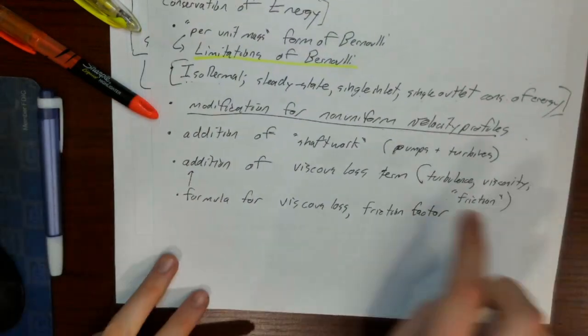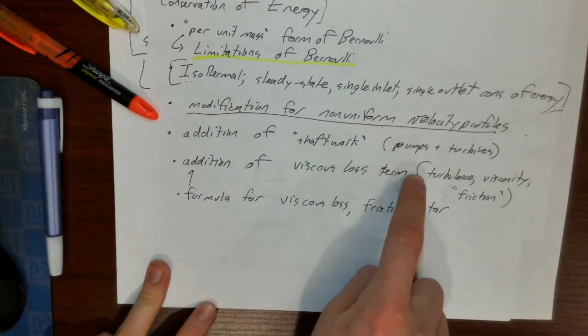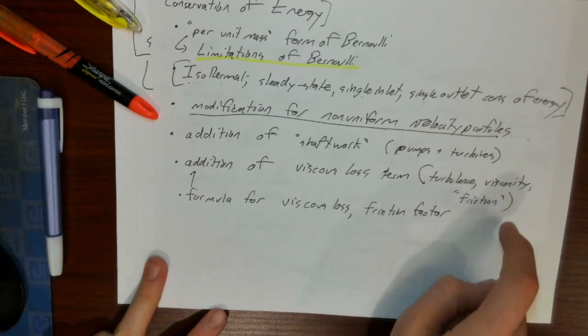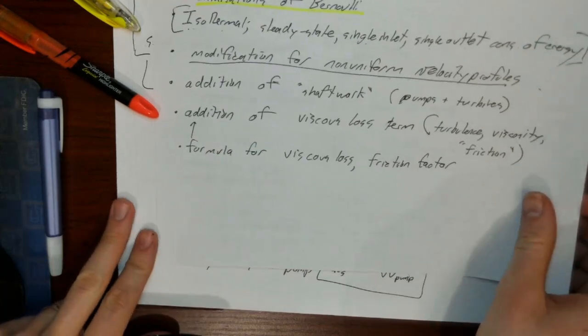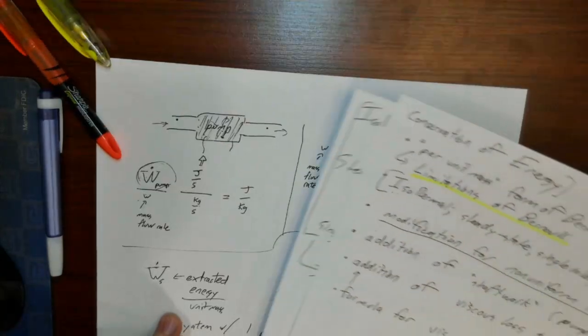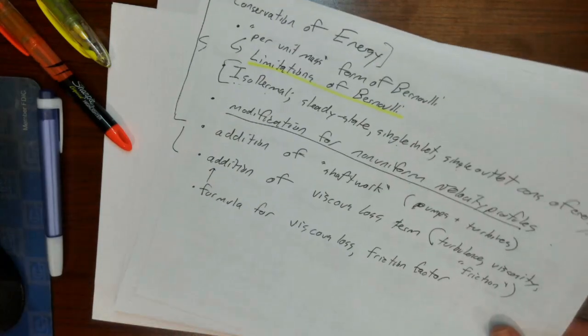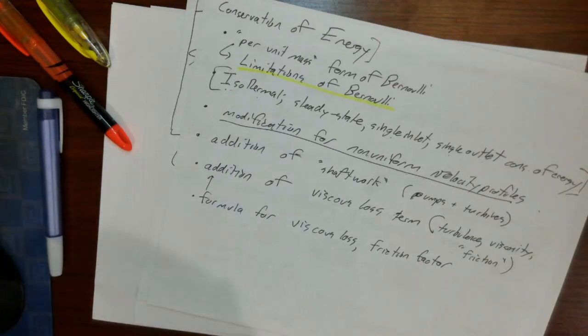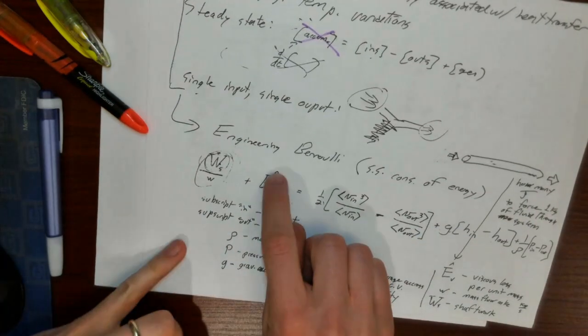All right, so thus concludes our discussion of this shaft work term. Now let's talk about what this viscous loss term is, and how it incorporates the idea of turbulence and viscosity and friction. So what do I mean when I'm talking about this viscous loss term? Well, let's pull the sheet with the equation back out. I'm talking about this term right here.